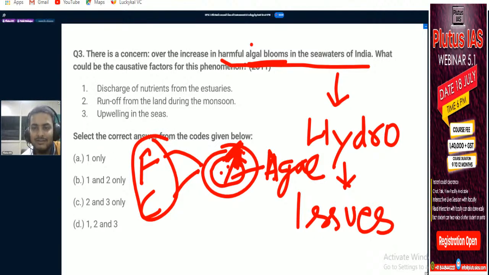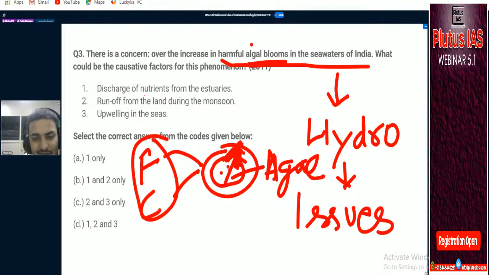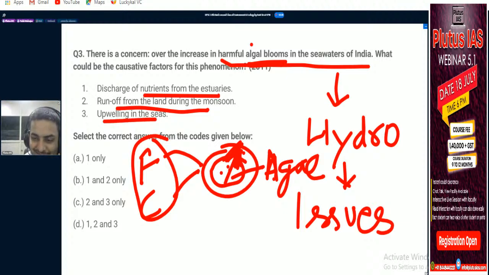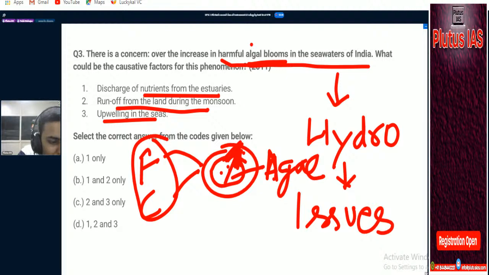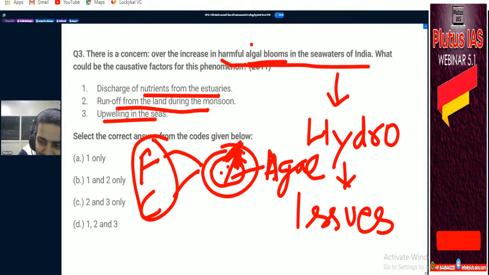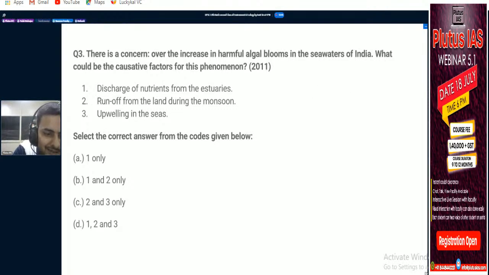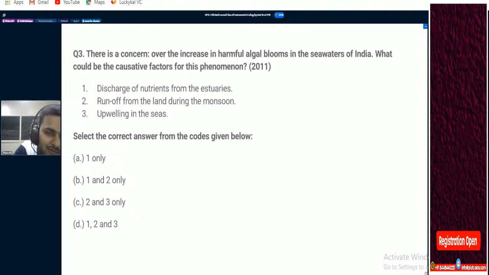Now let us take the options. The first one is discharge of nutrients from the estuaries. Then runoff from the land during the monsoon, and upwelling in the seas. So what's the option? Give your answers. Only one. The first is discharge of nutrients from estuaries. I'll tell you about estuaries. First, just answer whatever you can. Estuary, you can assume it like a water body.